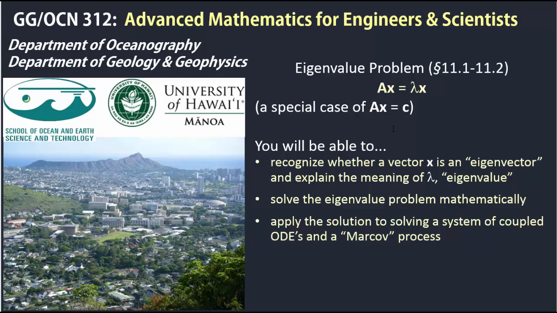a bit. After taking careful notes in this video and in working through your problem set, you will have the ability to recognize whether a vector x is in fact an eigenvector of matrix A, and if so, explain the meaning of the eigenvalue lambda. You'll be able to solve the eigenvalue problem mathematically, and then you'll also be able to apply the solution to a couple of example applications. One is solving a system of coupled ODEs, and the second is a Markov process.